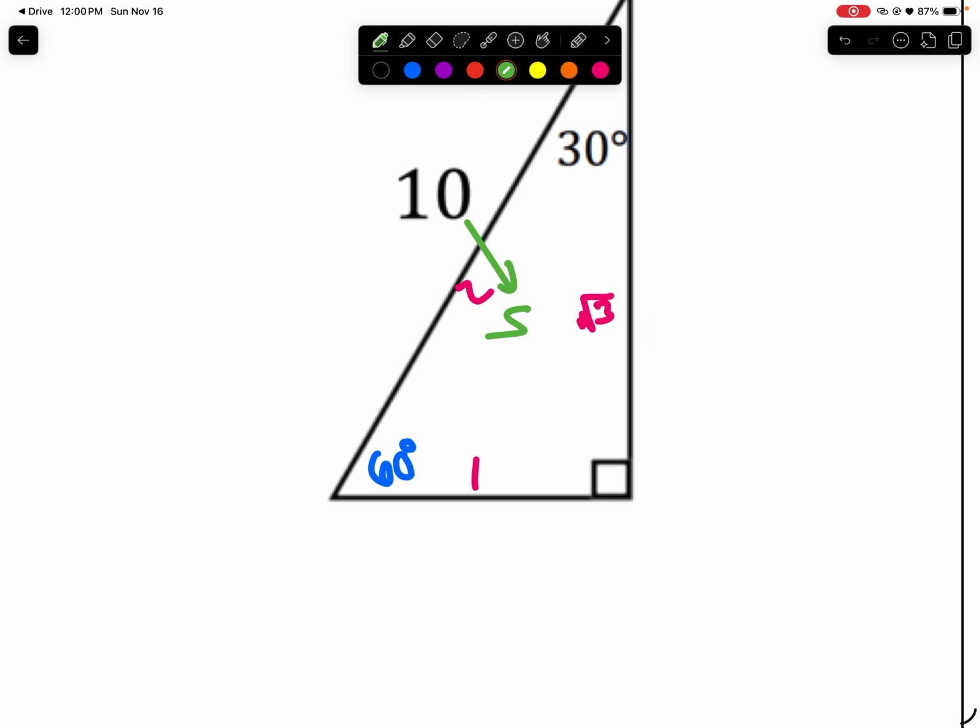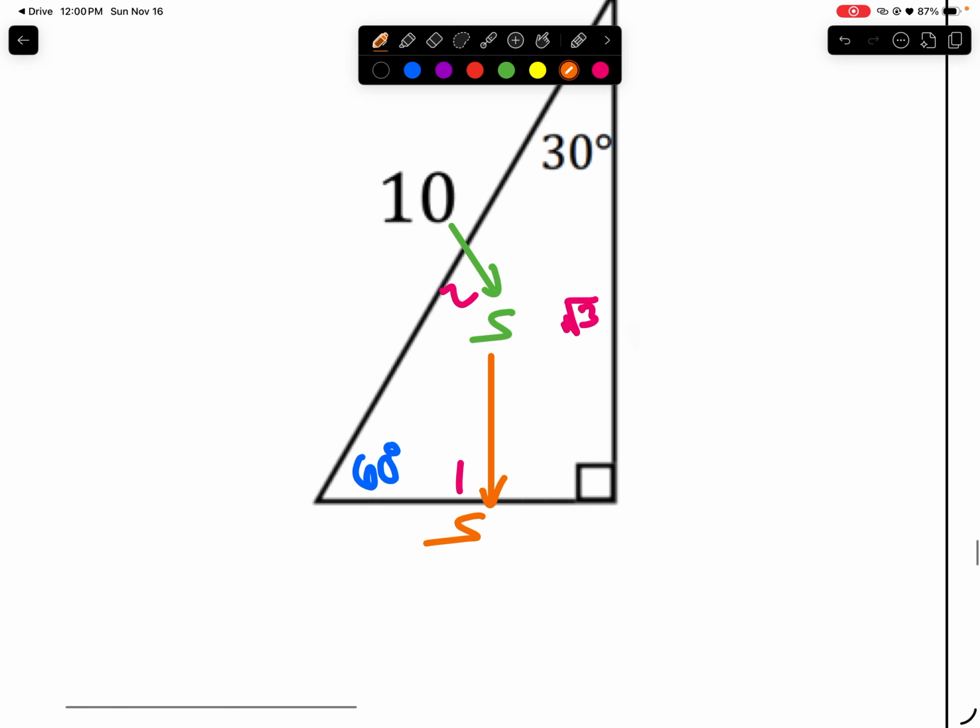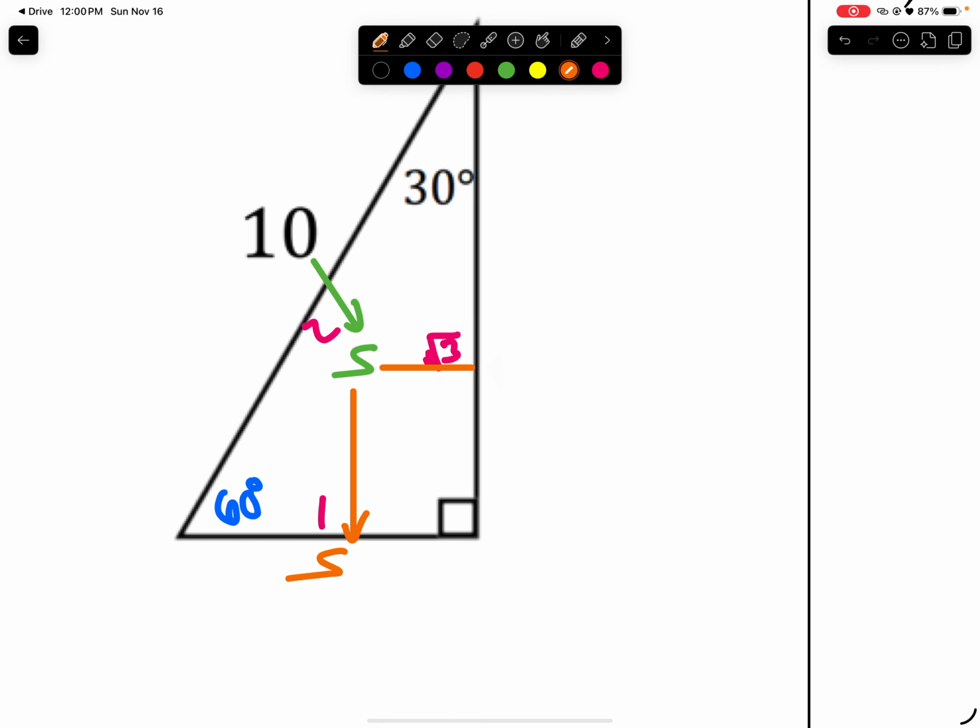And then I'm going to multiply going out. So when I push out going down, 5 times 1 is going to give you 5. And then 5 times root 3, when I push out to the right, is going to give you 5 root 3.